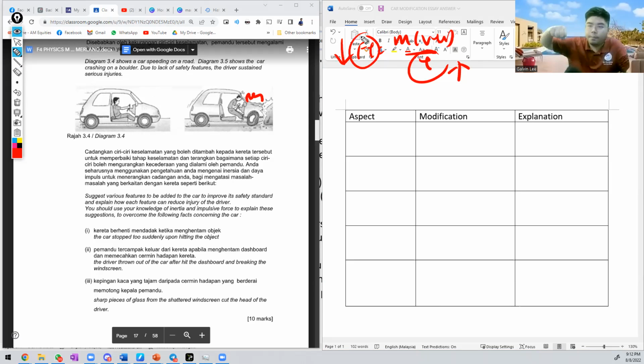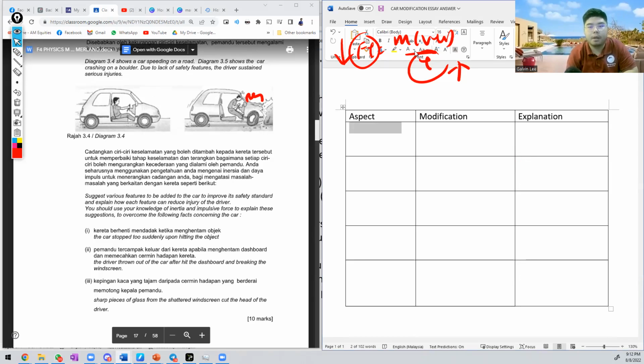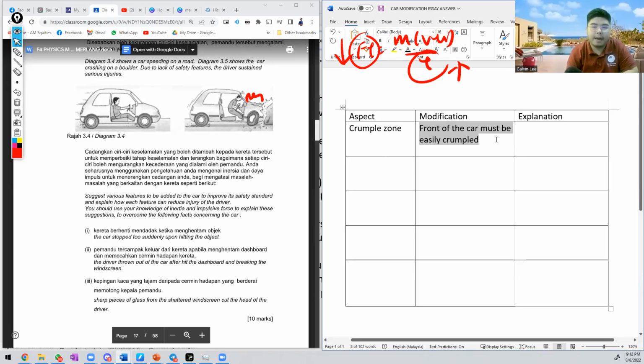So instead of boom, you want it to sort of crash and smash into the rock. Take time. So what do we do to increase the time? Okay, we are trying to fix what? We are trying to fix the crumple zone in front. Apa kita buat? We want to make it so that the front of the car must be easily crumpled. Don't copy now, copy later. Front of the car must be easily crumpled.